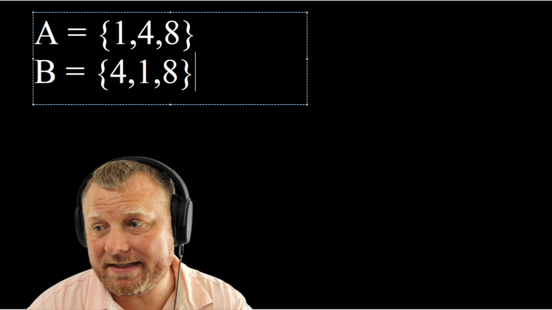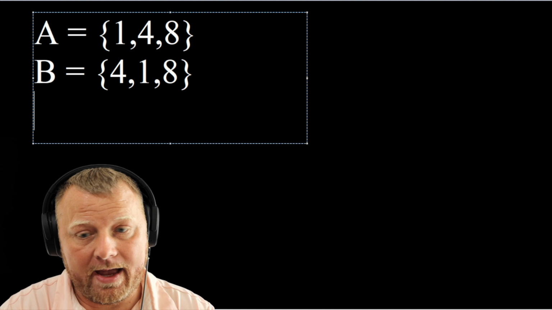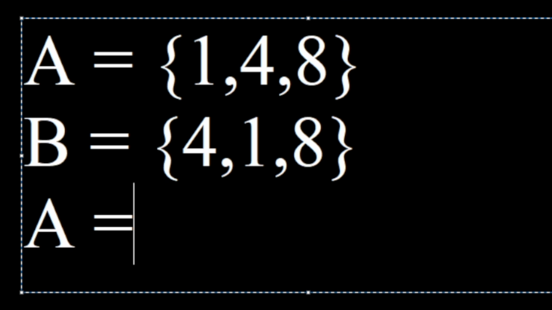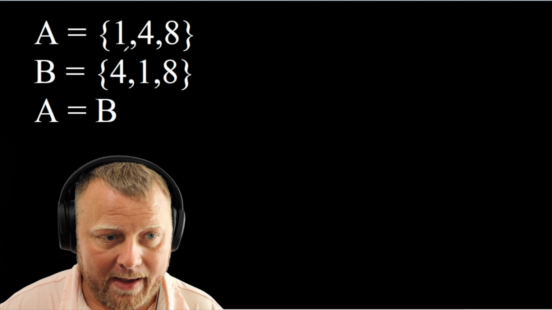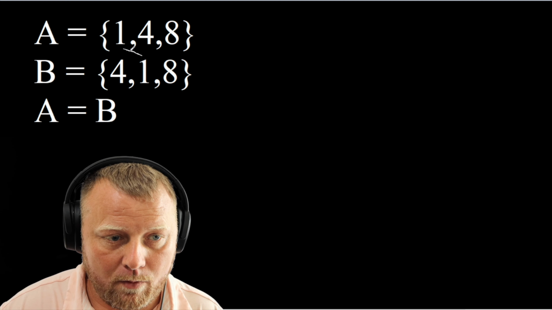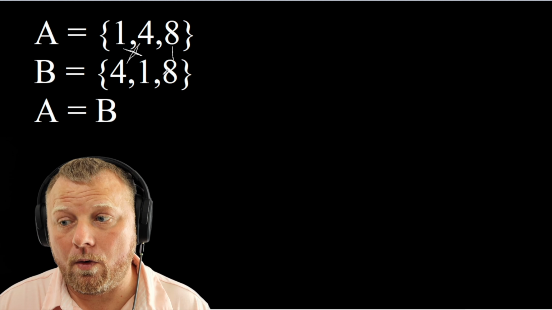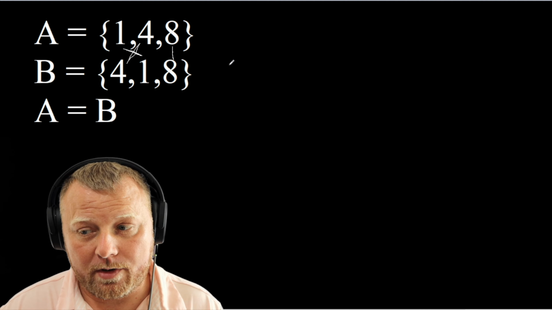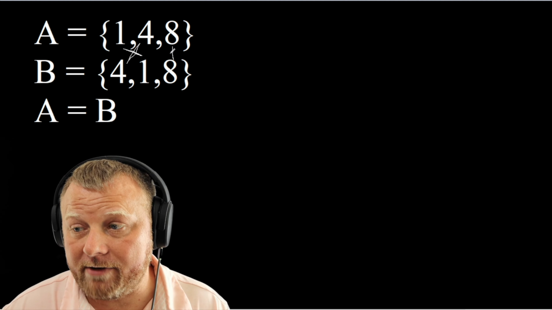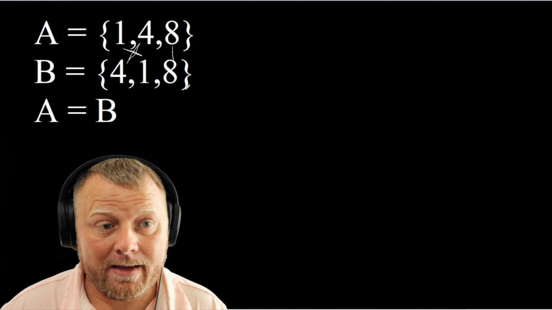All right, so we can say that A is equal to B because there's a one-to-one correspondence between the elements in A and the elements in B. In other words, for every element in A, it matches something in B. So the 1 and 1 match, the 4 and 4 match, and the 8 and 8 match. Notice that the order does not matter. So you can rearrange these all you want, and A will still equal B, and B will still equal A.